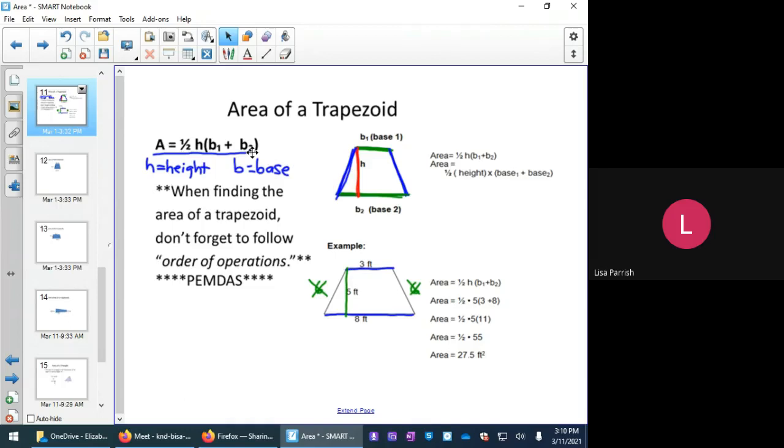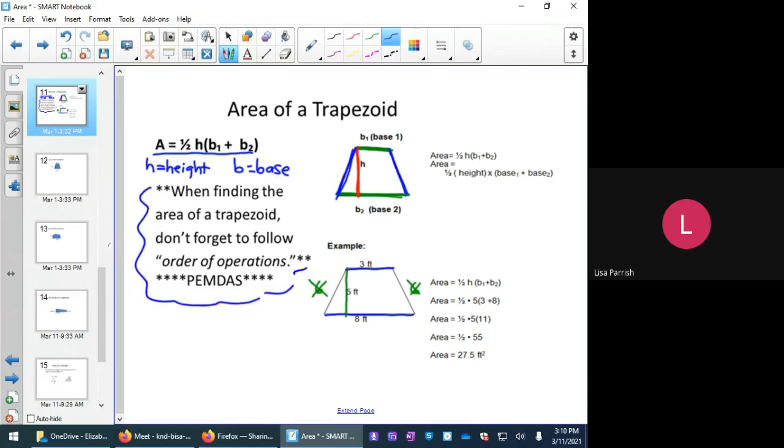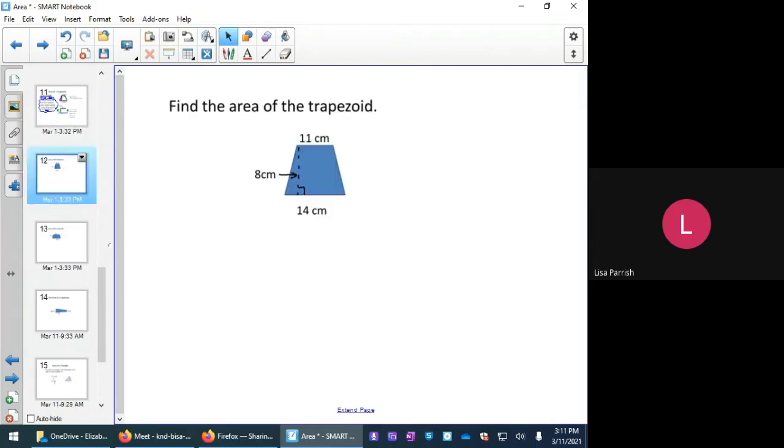It's also very important on your notes to write, notice that when you're finding the area of the trapezoid, okay, don't forget to follow order of operations. Okay, there's several steps here, so we want to follow the order of PEMDAS or the order of operations when we go to solve this. All right, like I said, this formula is a little more complex than the others, so we want to pay attention to what we're doing here. So for this first example, you'll need to draw this trapezoid on your paper, label the parts of it.